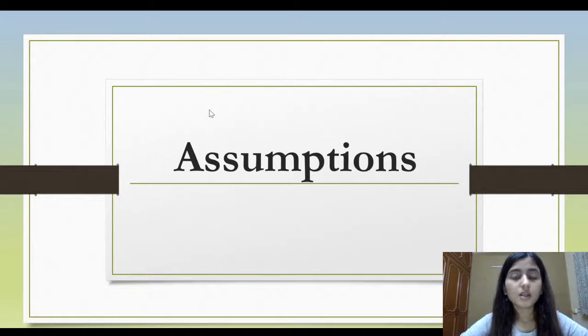Now, say for example, if today I'm talking to you, what is my assumption? My assumption is that you guys are being able to understand me, you guys are being able to hear me, you guys are being able to comprehend what I'm trying to say and what I'm trying to communicate. So these are some of the underlying assumptions that I am making while talking to you.